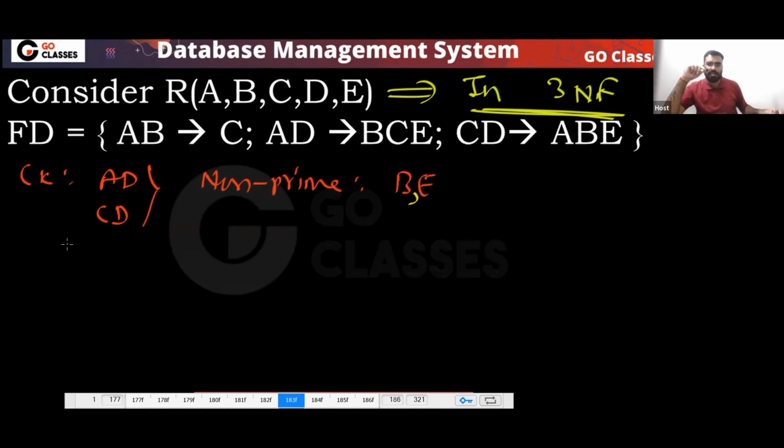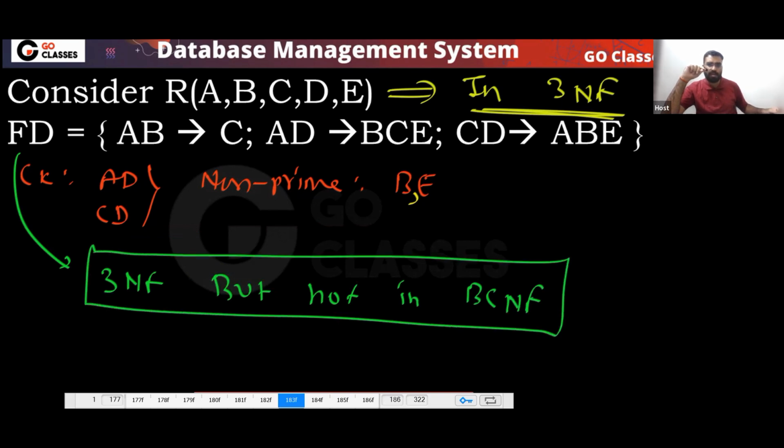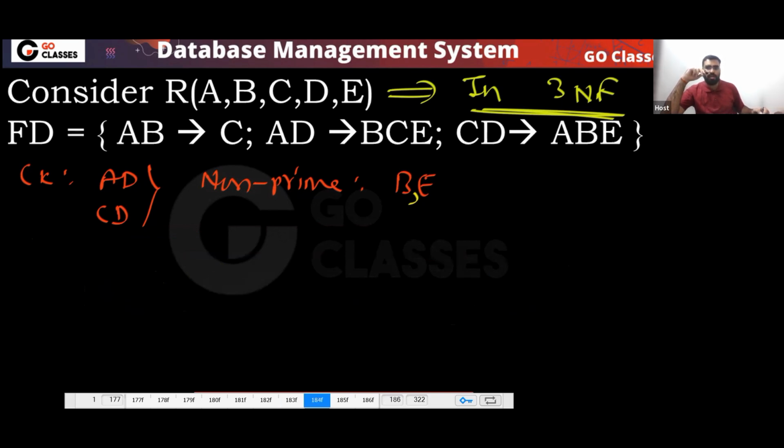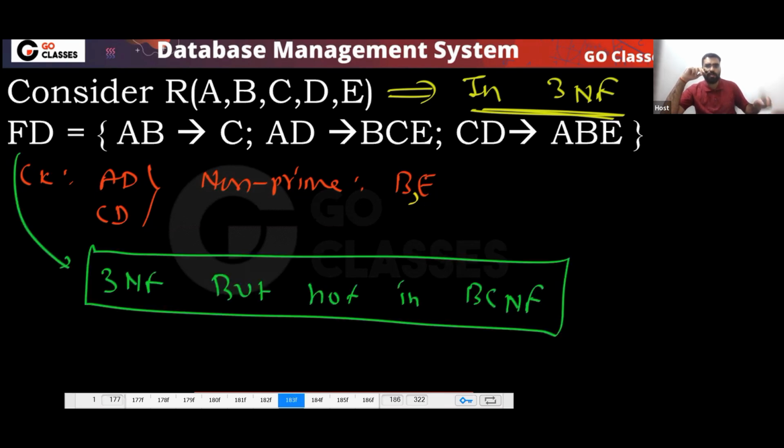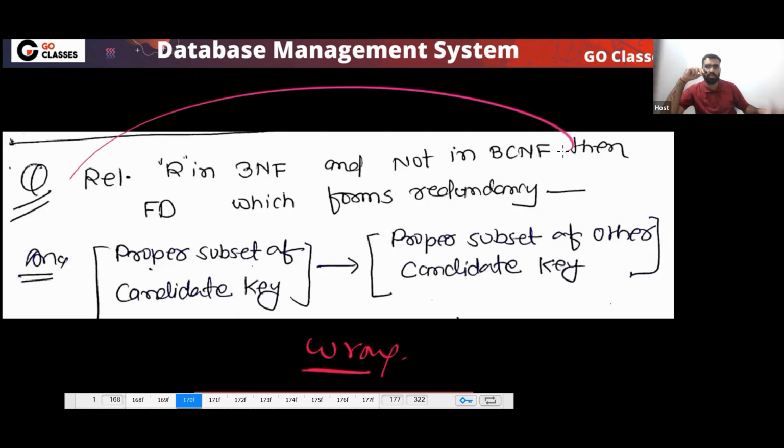So did you notice this relation is in 3NF but not in BCNF? Now, do you remember what these notes were saying? I told you the reason why I'm focusing on this misconception, this wrong concept.